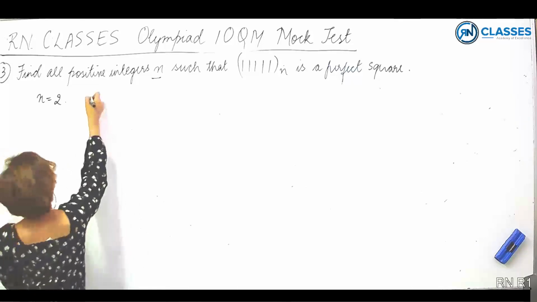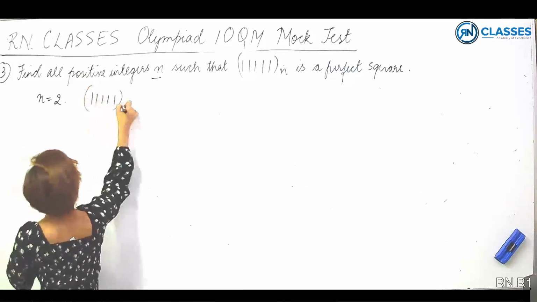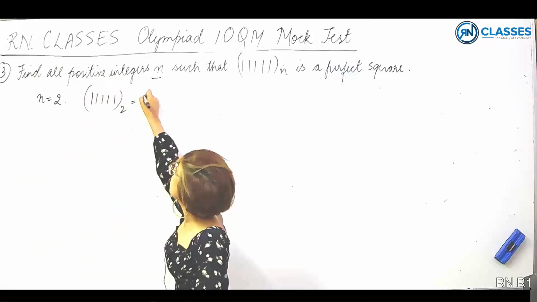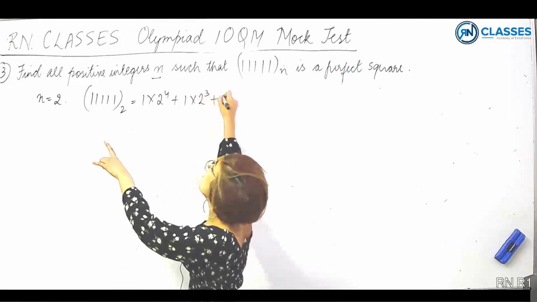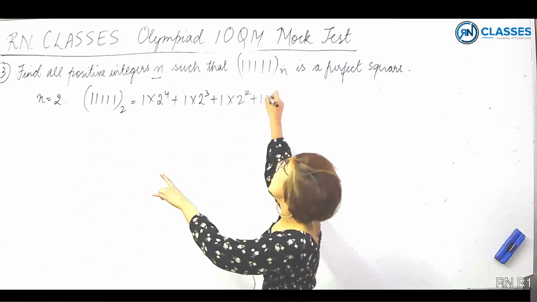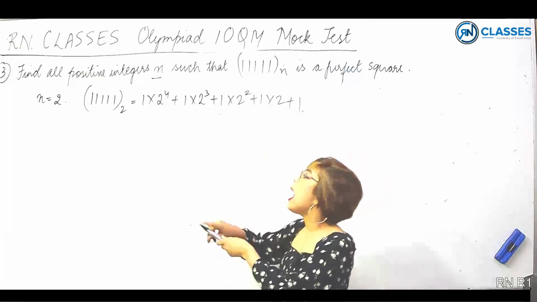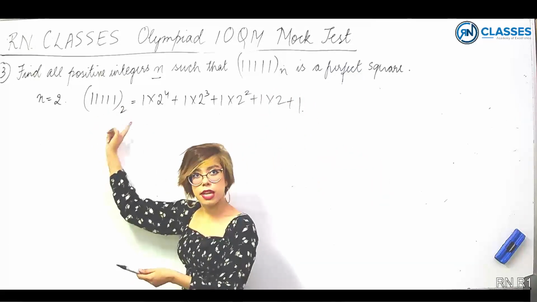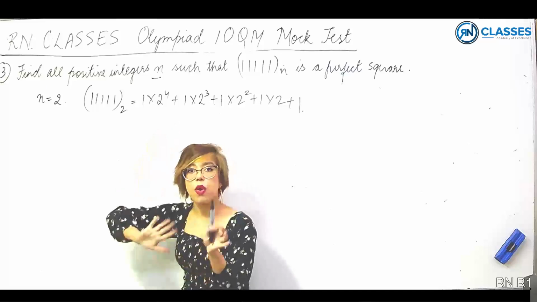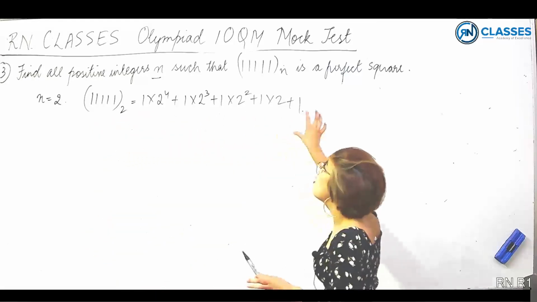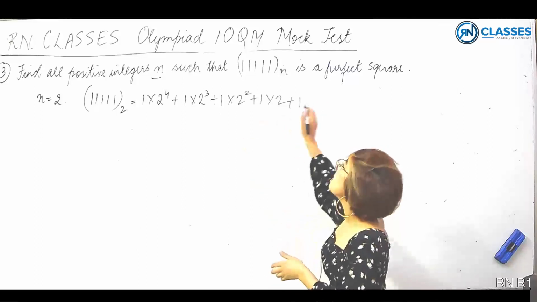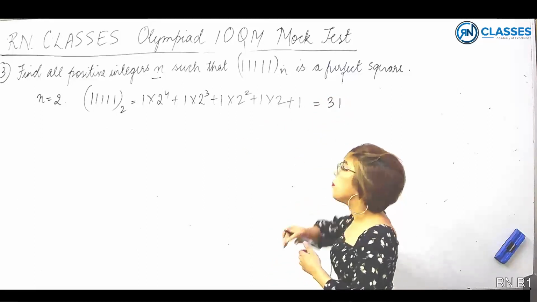Right? That means this number, if I convert it from base 2, will be 1 into 2 raised to the 4 plus 1 into 2 cube plus 1 into 2 square plus 1 into 2 plus 1. I have converted my base into the decimal system. Why? Because I know how to work in that. Or I can say I have written this number in expanded form. Right? So this number turns out to be 31.